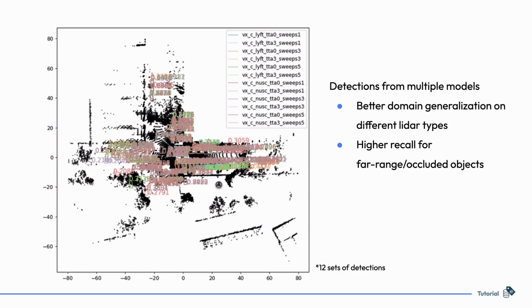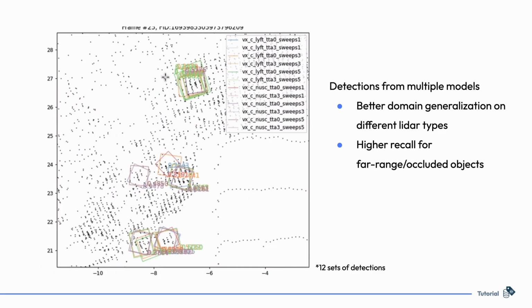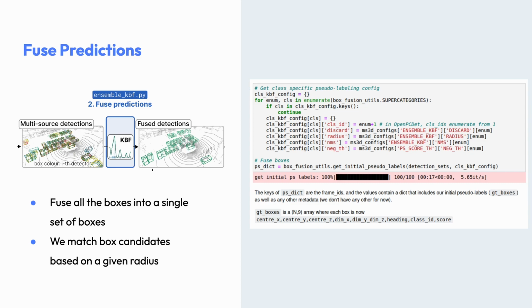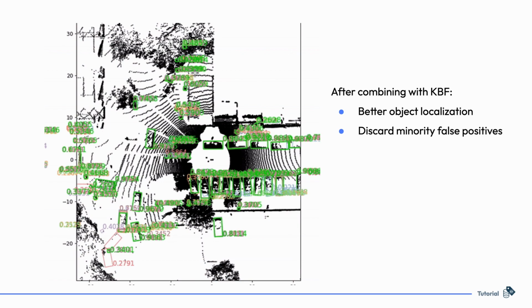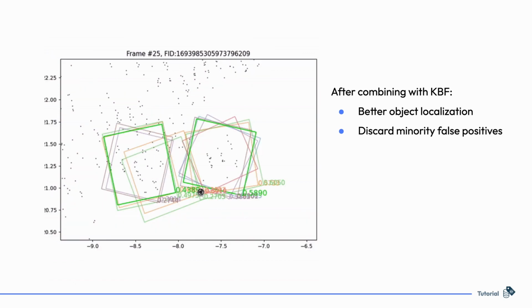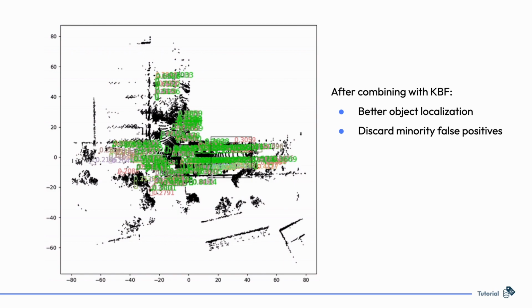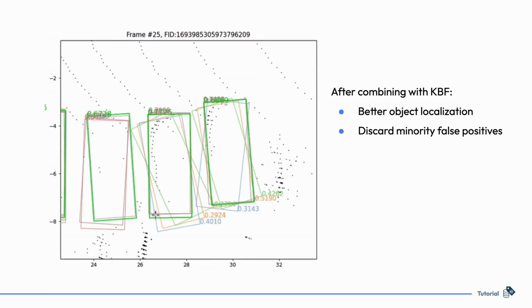So the next part is once we have all those predictions, we then fuse the predictions using KBF. And we basically match all the boxes based on the radius to the center of the box. And once we have that, it's just one line at the bottom here. So that looks a little something like this. And in general, when you fuse all the boxes with KBF, we have better object localization, and we also discard a lot of the one-off bad predictions here and there. And this is especially useful for further range and occluded objects as well.